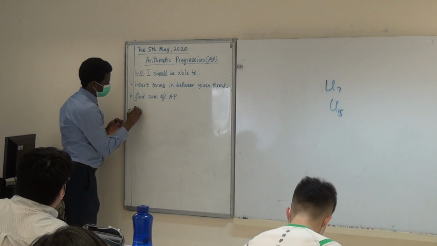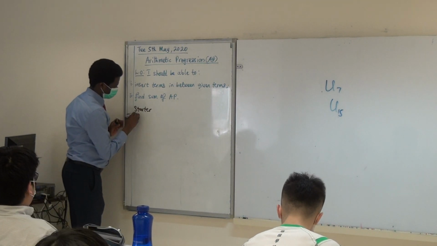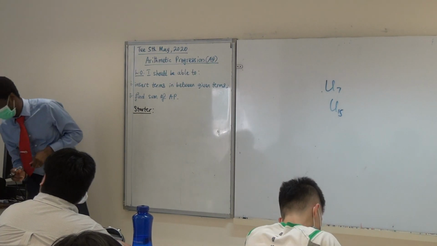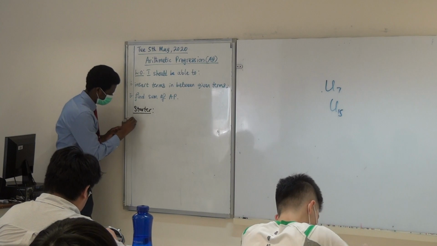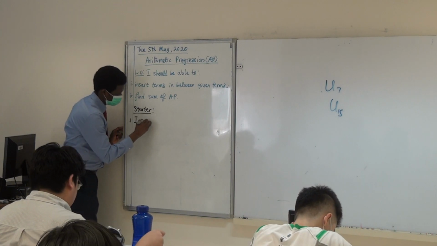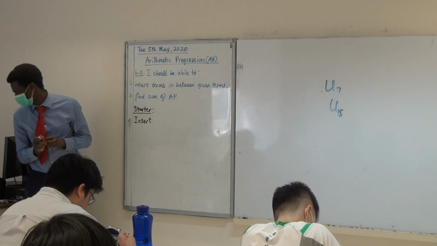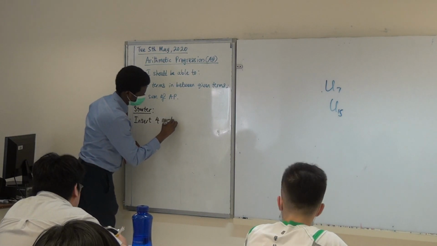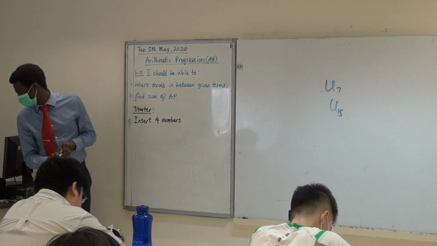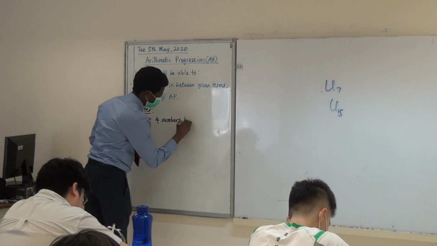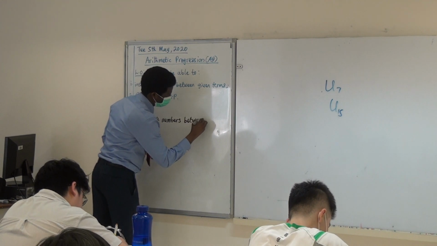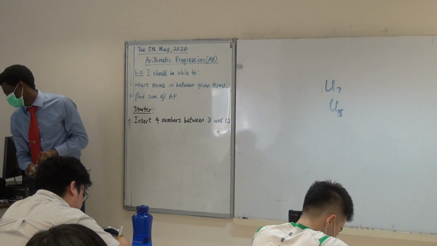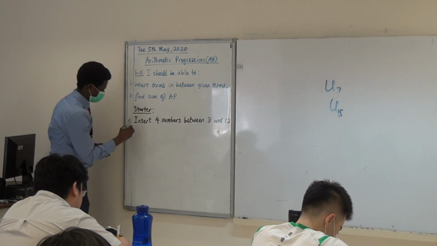So I'm going to ask you to do the first one as a starter. Let's just try. The question says, insert 4 numbers between 3 and 12, so that all the 6 are in AP.